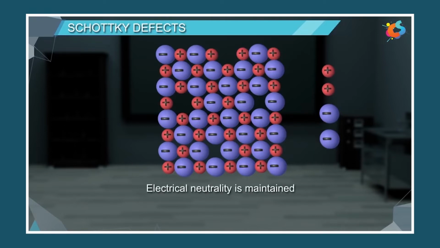However, density reduces because of the vacancies. Another important consequence of Schottky defect is that their presence enables the crystal to conduct electricity to a small extent by an ionic mechanism. Under the influence of an electric field, an ion migrates into a neighboring vacancy.